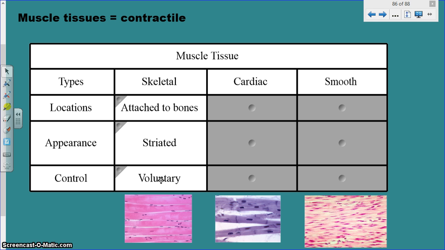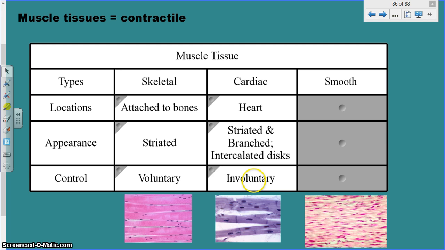The next type of muscle tissue is cardiac muscle tissue, and it's located only within your heart. Okay, it, like skeletal muscle, is striated. It's also branched, and it has something called intercalated discs. I'll show you what that looks like in the picture in a minute. That's unique to cardiac muscle tissue. So when you're looking at these underneath the microscope slides, that should be something you should be trying to find if you can. Control is involuntary. You don't tell your heart to beat. You don't think about it. You can't tell your heart to stop beating.